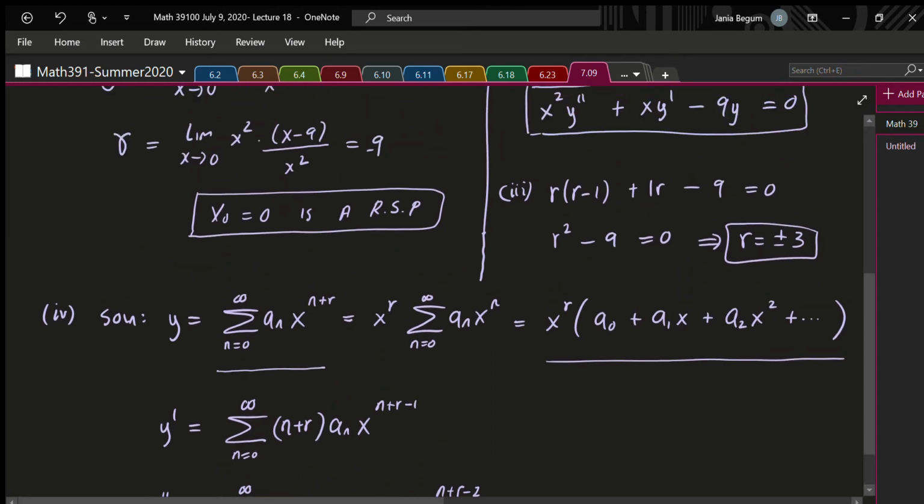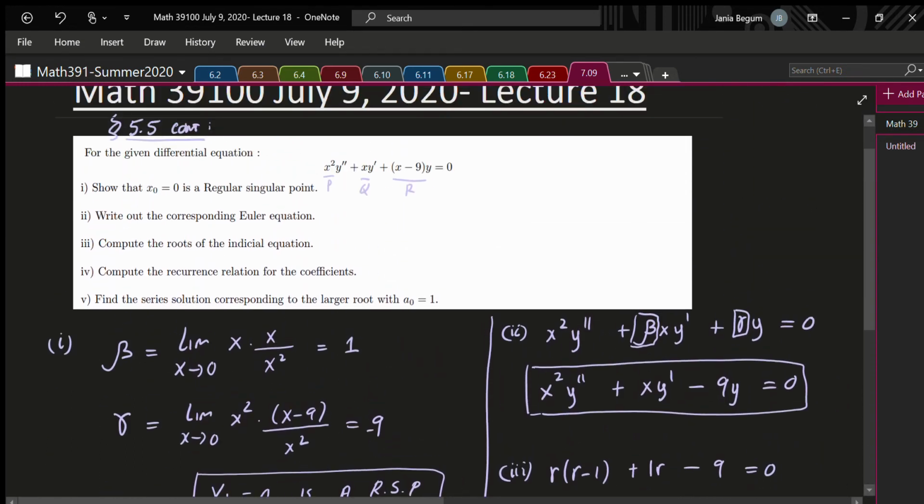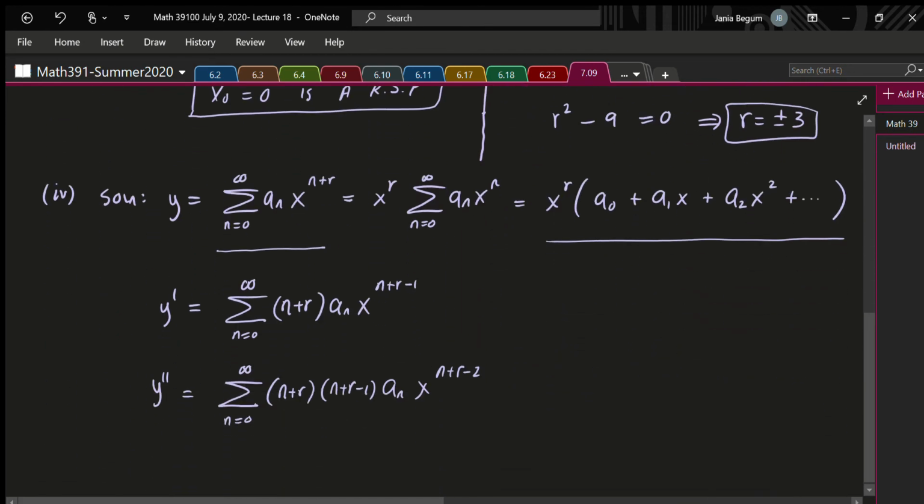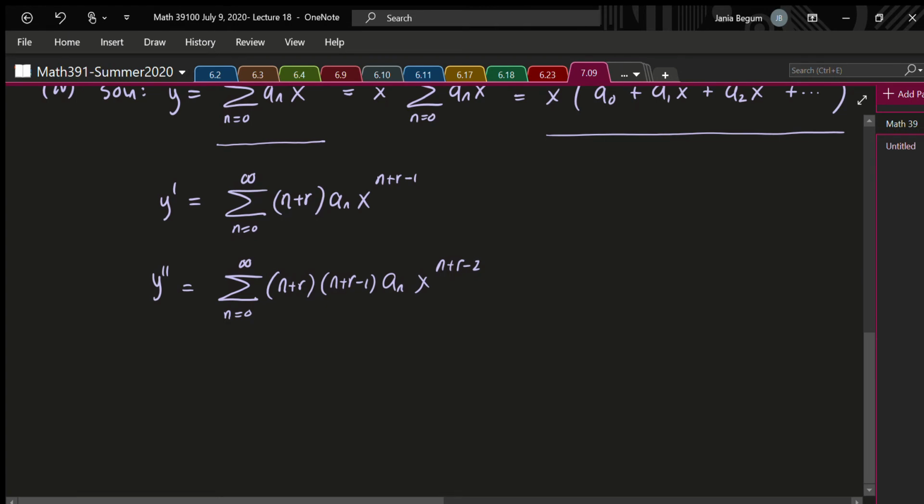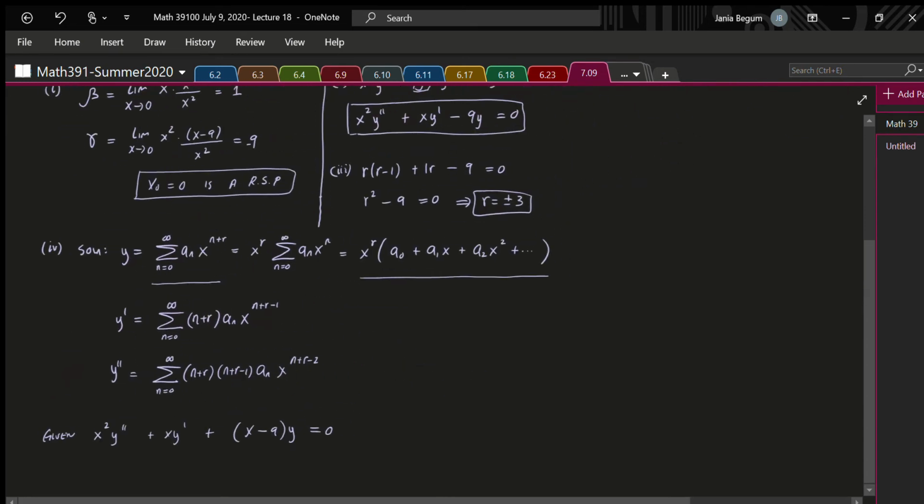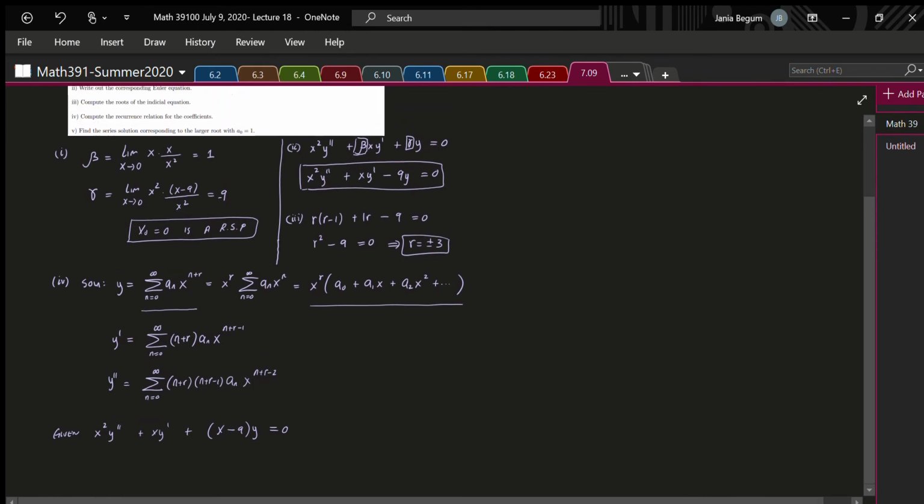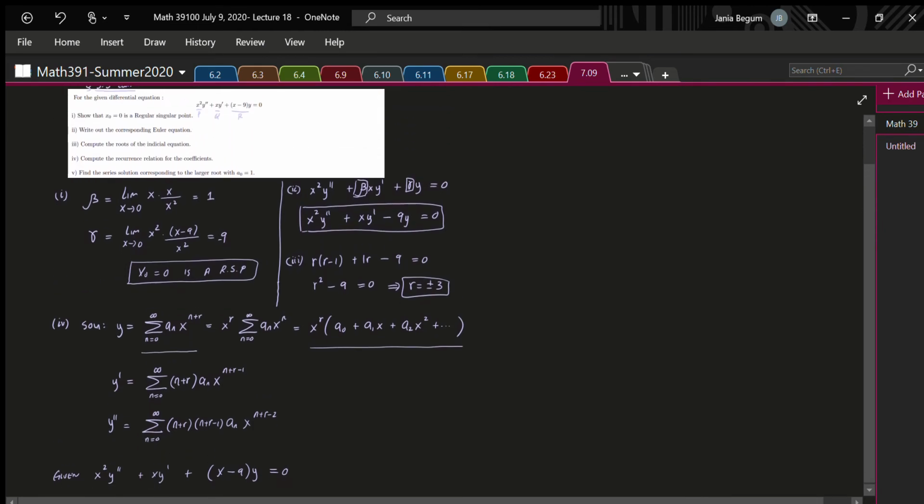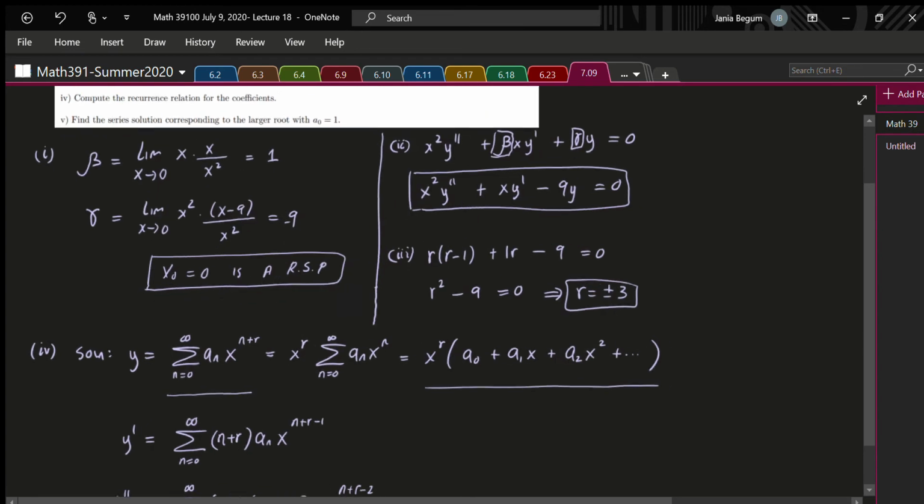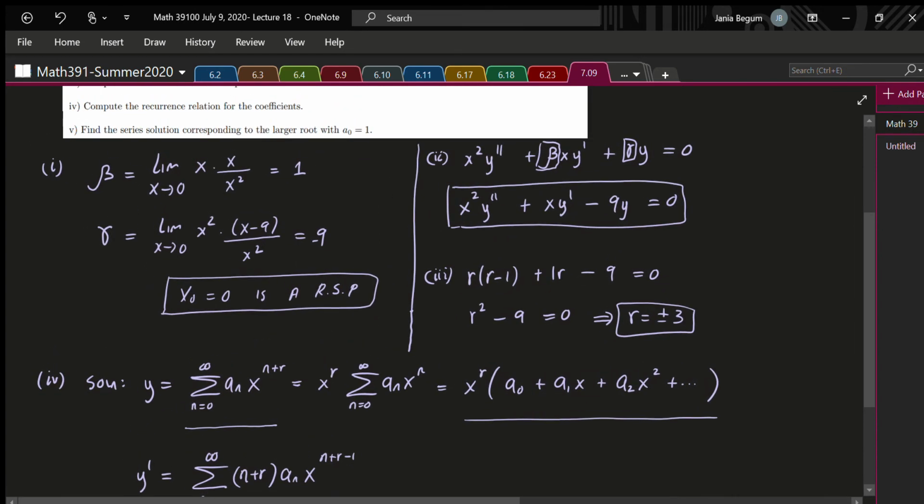Now let's look at the original equation. So the original equation is x squared times y double prime. So let me just copy it first. We were given x squared times y double prime plus x times y prime plus (x minus 9) times y equals 0. Let's just double check if I copied it right. Yep. Okay.